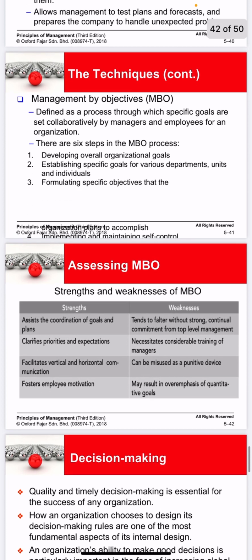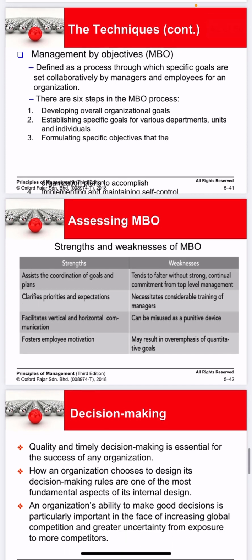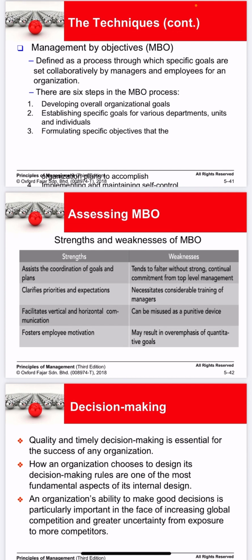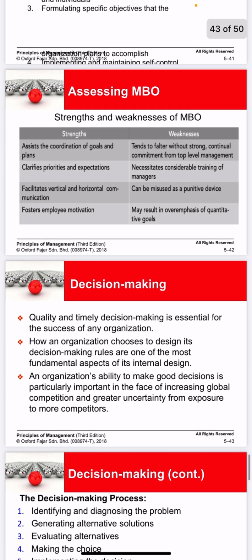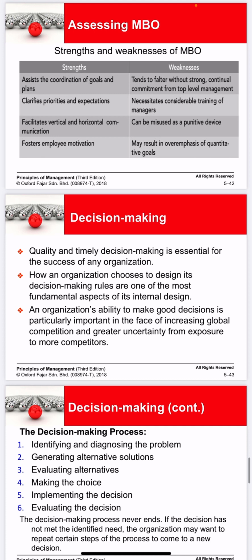Okay, so assessing MBO. This is how we assess MBO, the strengths and weaknesses of MBO. So for strengths, as you can see right here, clarifying priorities and expectations is one of the strengths of MBO. But a weakness of MBO is that it can be misused as a punitive device. Okay, so we have reached decision making.